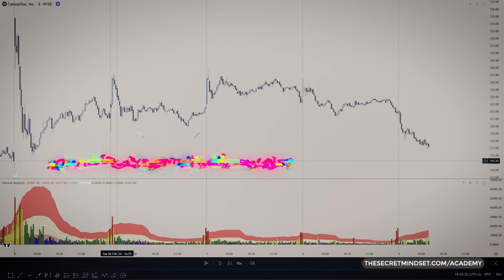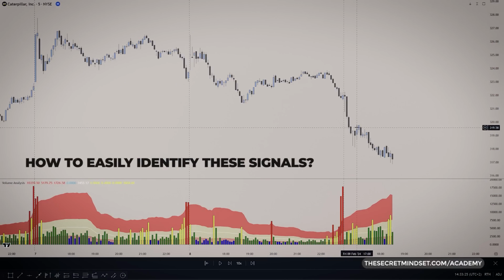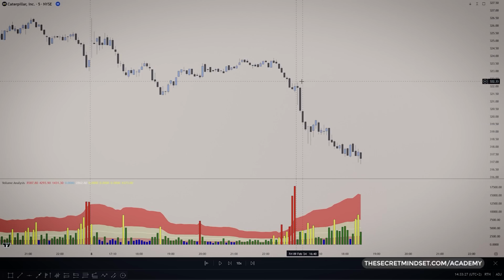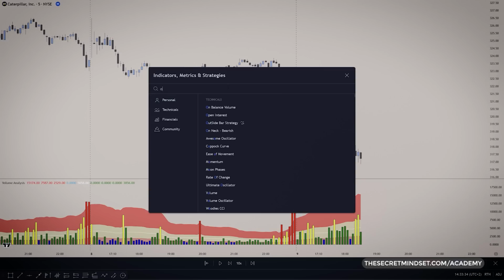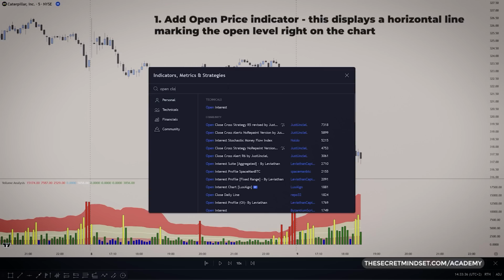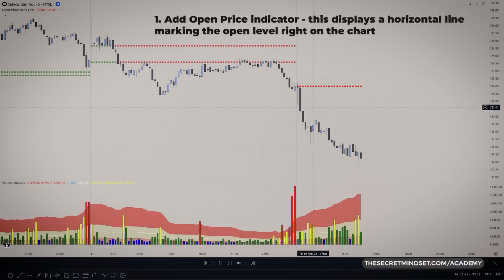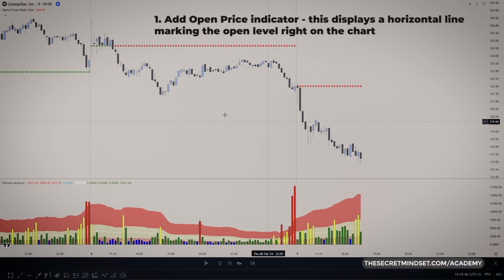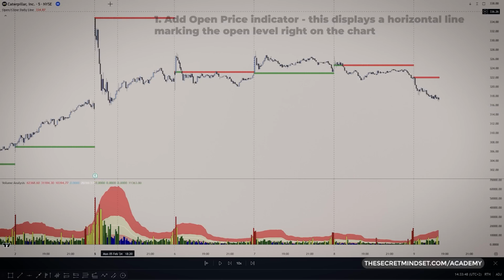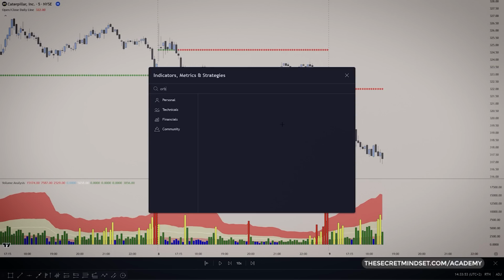When analyzing the markets, it's important to have the proper tools to easily identify these signals. Unfortunately, TradingView does not have a built-in indicator to directly find the signals of the open matching the low or high. The best solution I found is to use two simple indicators together. First one is the open price. This displays a horizontal line marking the open level right on the chart. It allows a quick visual check to see if open matches the high or low.